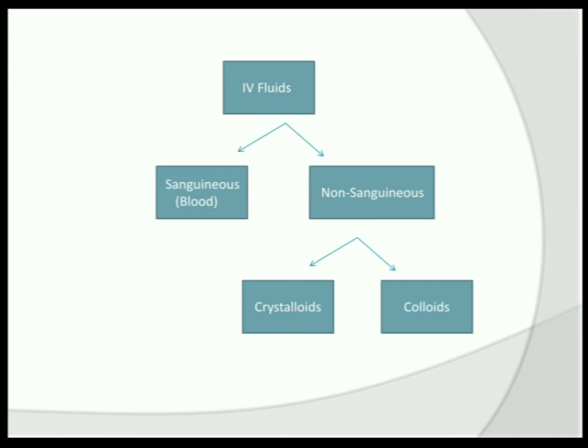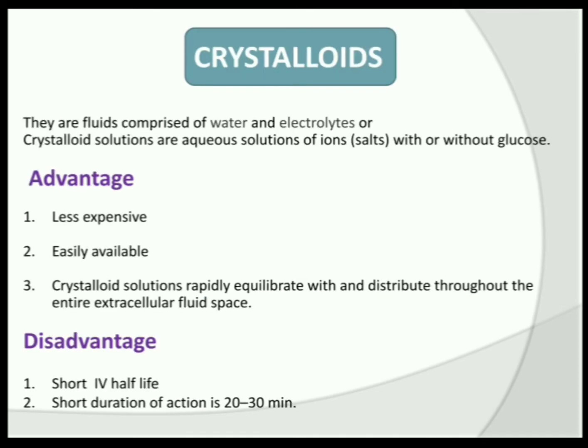IV fluids are of two types, sanguineous and non-sanguineous. Sanguineous means they are derived from blood and non-sanguineous means they are not derived from blood. Non-sanguineous fluids are of two types, crystalloids and colloids, and we are using both of them regularly in our practice.